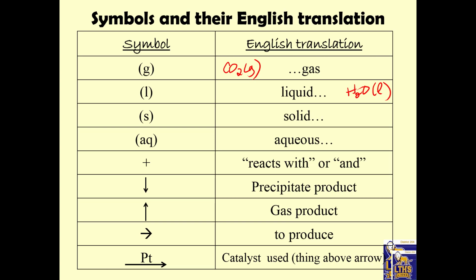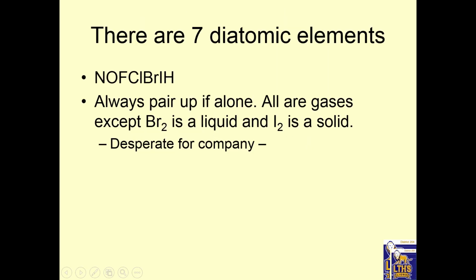This is when a precipitate is produced. Another thing you can use for this is solid. This is when a gas is produced, but only on the product side can you use those. The arrow means yields or produces, and above the arrow is a catalyst. All right, so those are some symbols in a chemical reaction.